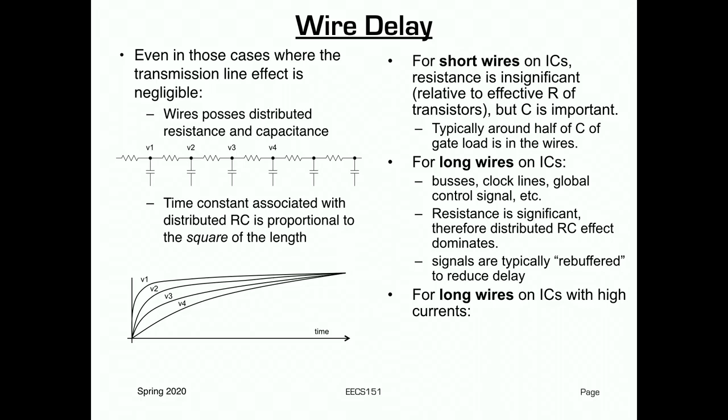Before that, though, I want to say for long wires on ICs with high currents, then inductive effect also comes into play. Wires have self-inductance. The inductance is relatively small, but if the currents are high, you can see the effect of inductance. We will look at that later when we talk about power and ground distribution. For now, we'll just ignore the inductance.